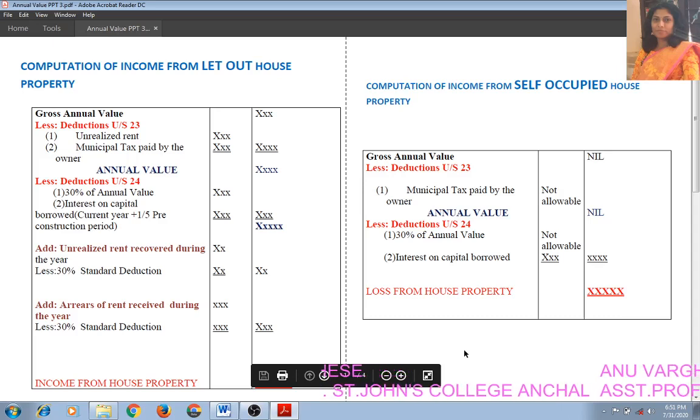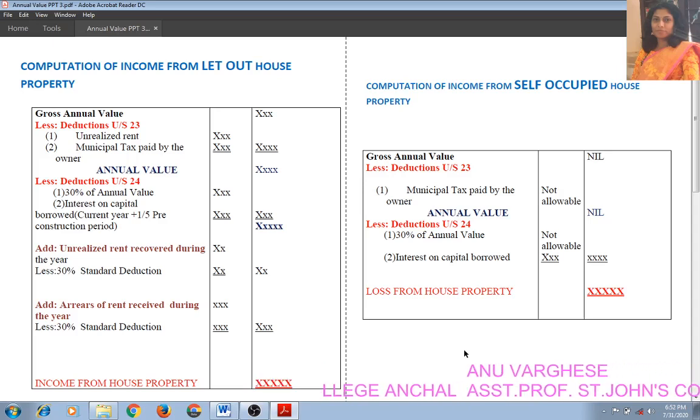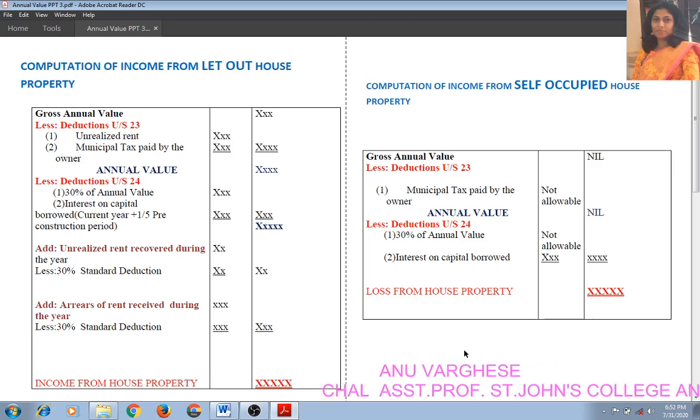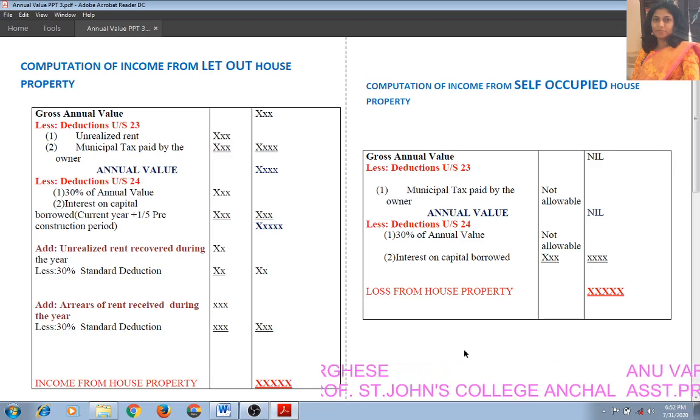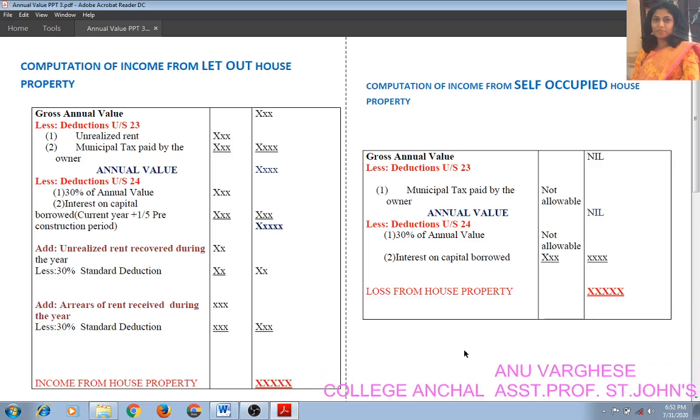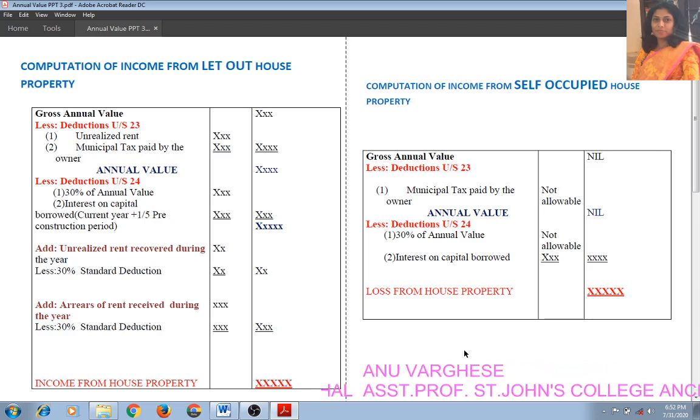Dear students, today we are going to discuss how to compute income from house property. In the last session, we already discussed gross annual value and annual value. Hope that you remember how to calculate expected rent, gross annual value, etc. Okay, now let us learn how to compute income from house property.